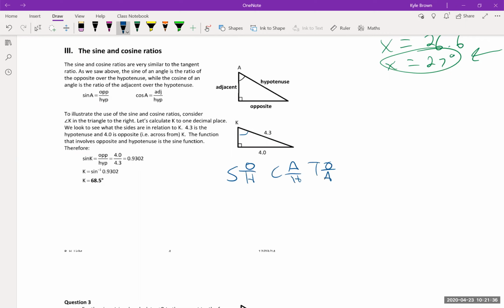I'd look at this and say, okay, well, here's the opposite, and there's my hypotenuse, and I'd look at my Sohcahtoa and say, okay, this one has opposite over hypotenuse. So I'd say sine of K is equal to, and just make sure we're in the right order, 4 over 4.3. And if you do the same thing we did before, you'd end up with 68.5 degrees.